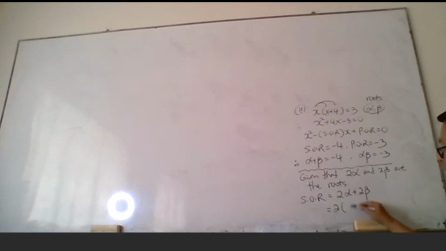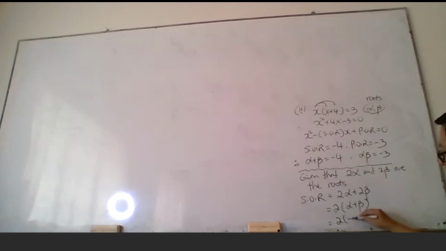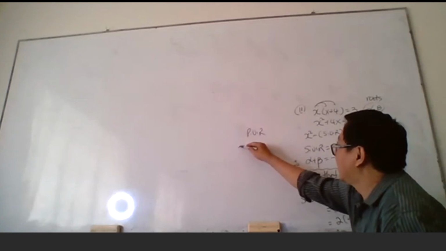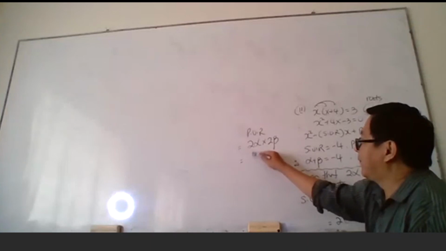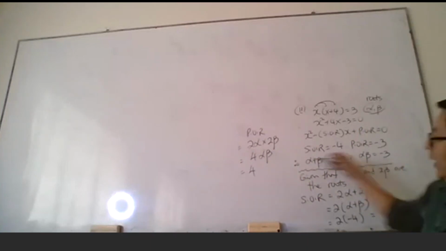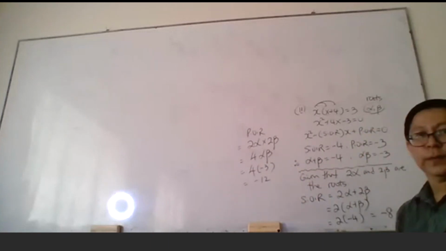So you take out the 2, 2 times alpha plus beta. Then the value from the first part will be substituted, so you get negative 8. And the product of the roots is 2 alpha times 2 beta, so you get 4 alpha beta. The alpha beta actually is negative 3, so you get negative 12.